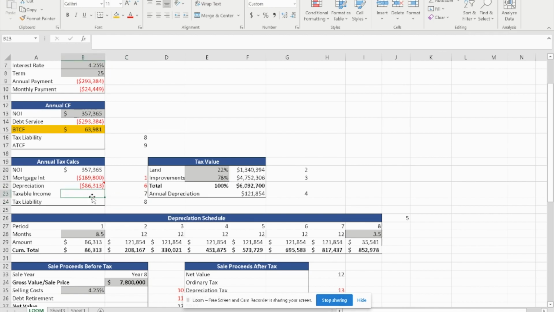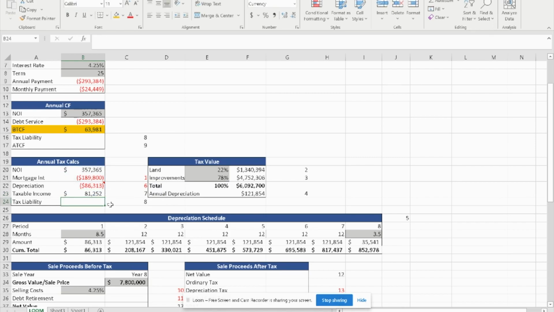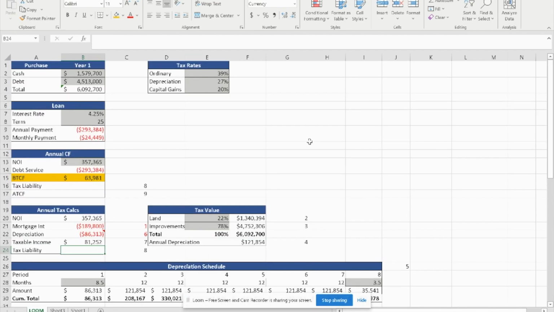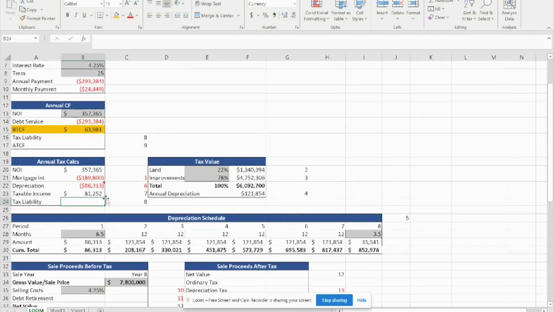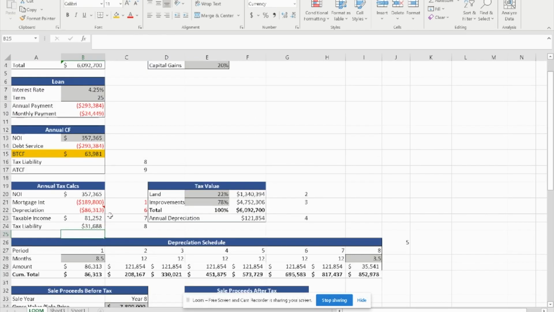The taxable income is going to be the sum of the NOI, the mortgage, and the depreciation. So we have $81,000. The tax liability, I think they're taxed at 39%, is going to be the taxable income times the ordinary tax rate for that investor, which is $31,000. So we've completed steps 1 through 8 in just a few minutes.